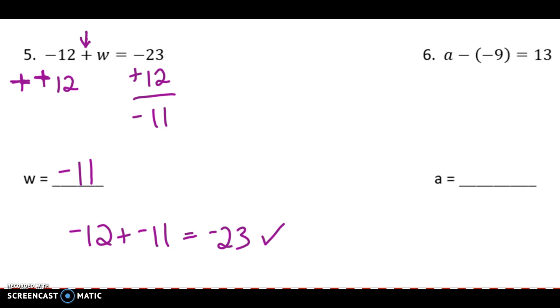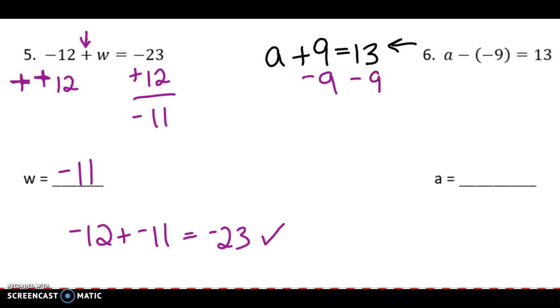So number 6 you can do two different ways. If you want to do what I did when I saw minus negative, I can automatically rewrite this as a plus 9, because that's the same exact problem. So it's up to you. So if you want to do it that way, then all you've got to do is subtract 9.